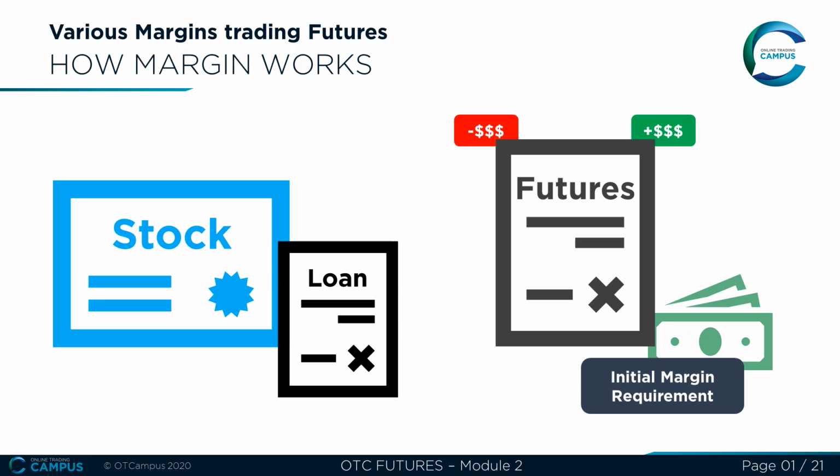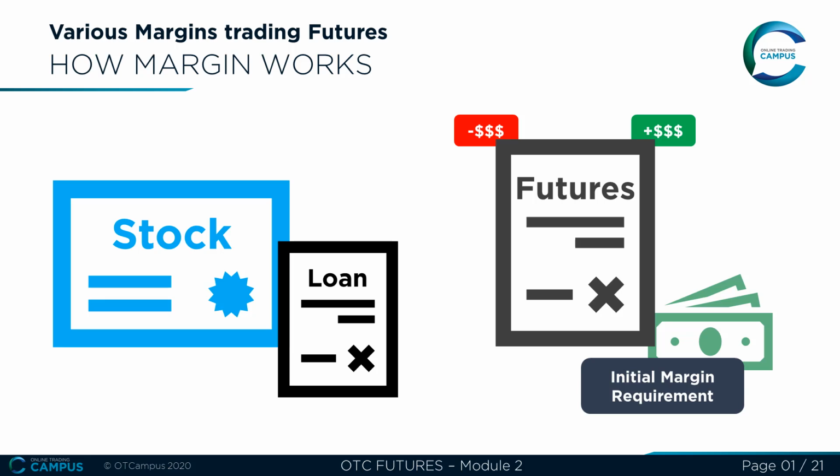Many traders are drawn to futures because of leverage. Leverage allows traders to commit a small amount of capital to control a large asset. This means that smaller changes in the underlying price can translate into larger gains or losses. In futures trading, this leverage is made possible by trading on margin.